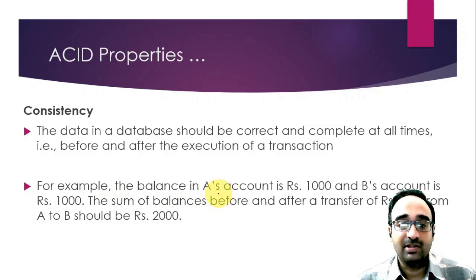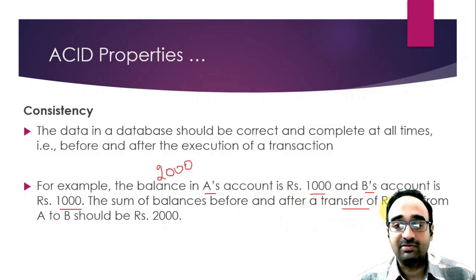What we are doing is, initially in A's account the balance is 1000, in B's account also the balance is 1000. So 1000 plus 1000 initially is 2000, right? So this is before performing any transaction. Now here A is transferring rupees 500 to B.